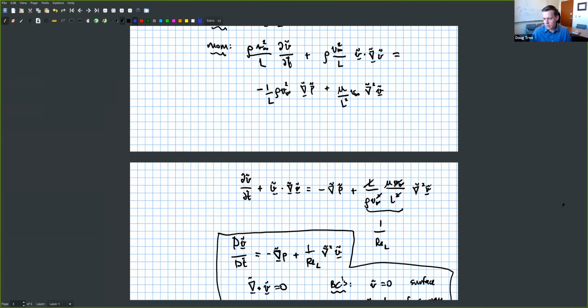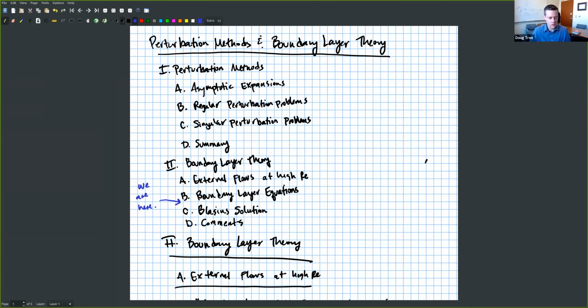Okay, so I'm going to scroll back up to the top here. So this is the same notes from last time. I've edited them a little bit. So we've done this section on perturbation methods of boundary layer theory, and we're here on part 2 on boundary layer theory, and we're here in the middle of part B on the boundary layer equations. And this is the last new stuff I'm going to give you for the semester.